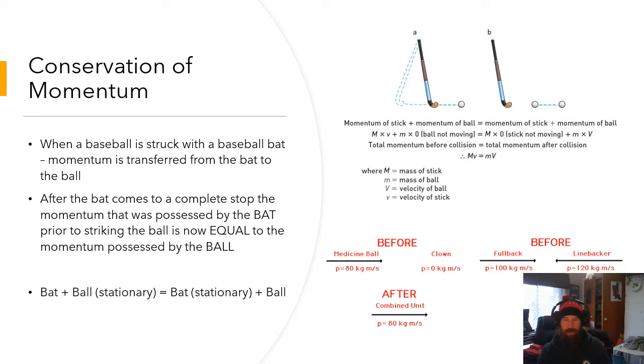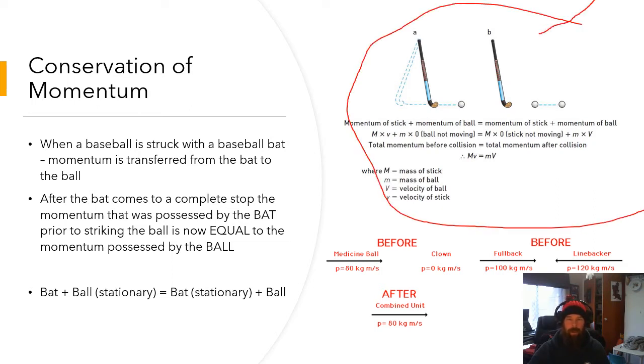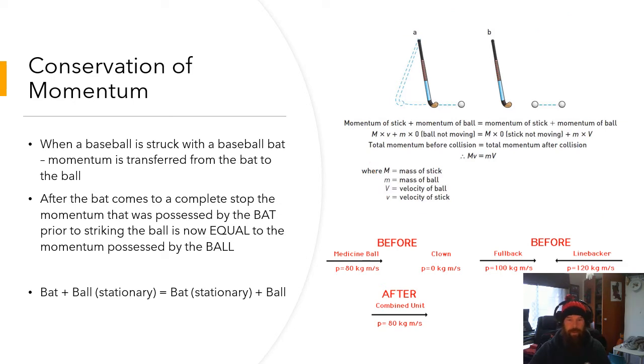And there's a couple of other examples there. This one up the top here with the hockey sticks is straight out of your textbook. These are just a couple picked up off the web. If you look at the before, the medicine ball has momentum of 80 kilos expressed in meters per second. It's not moving, never mind. Basically, afterwards, the combined amount is going to be 80 kilos in meters per second.